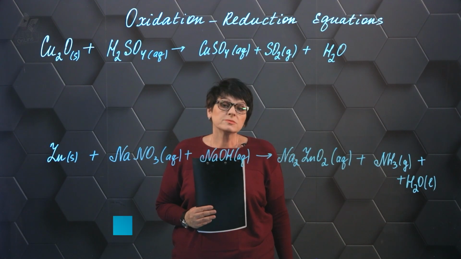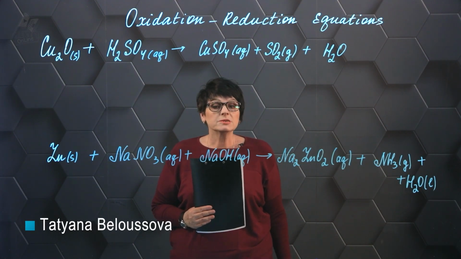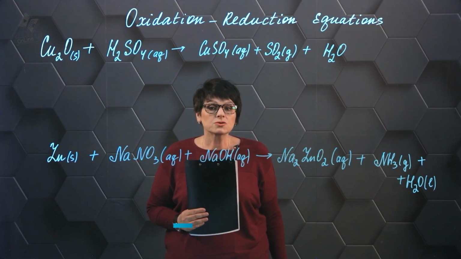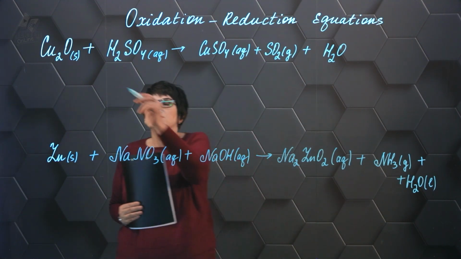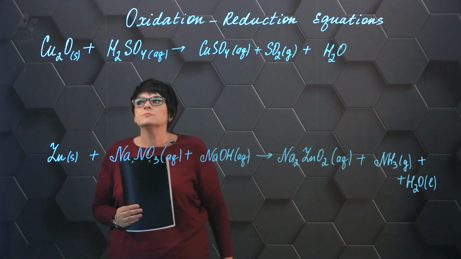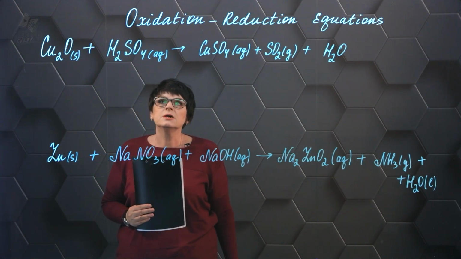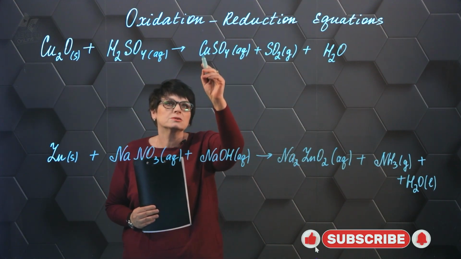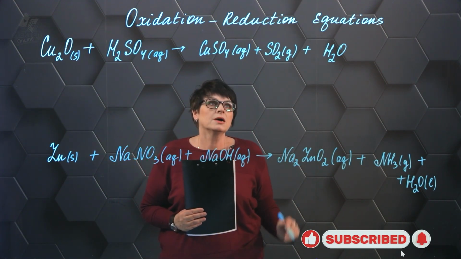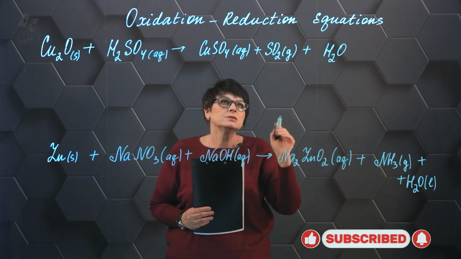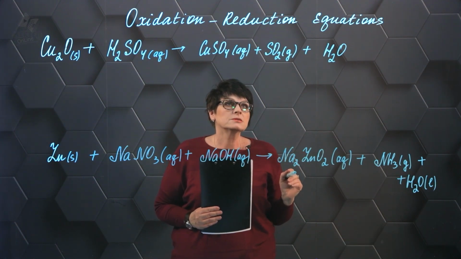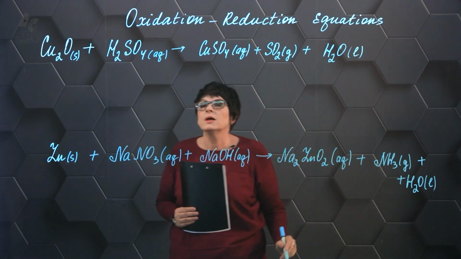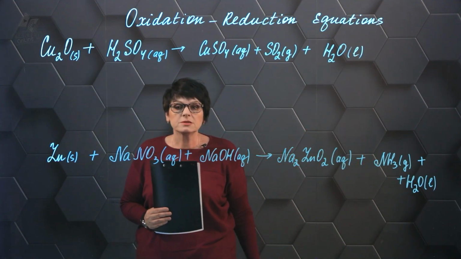Today we'll be studying redox reactions and the electron balance method for equating them. This topic is essential in understanding chemical reactions. So, the first example occurs between copper oxide, sulfuric acid in solution, and the reaction produces a salt, copper sulfate, sulfur oxide, which is a gas, and water. Water is a substance, in this case a liquid. So we need to pick up the coefficients by the electron balance method.